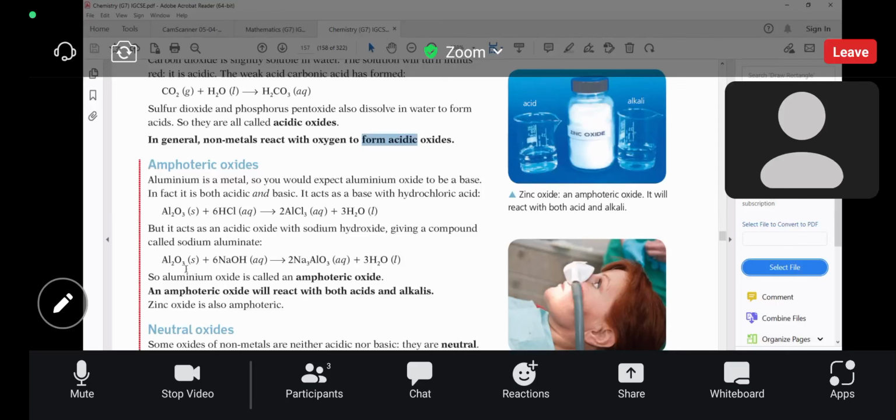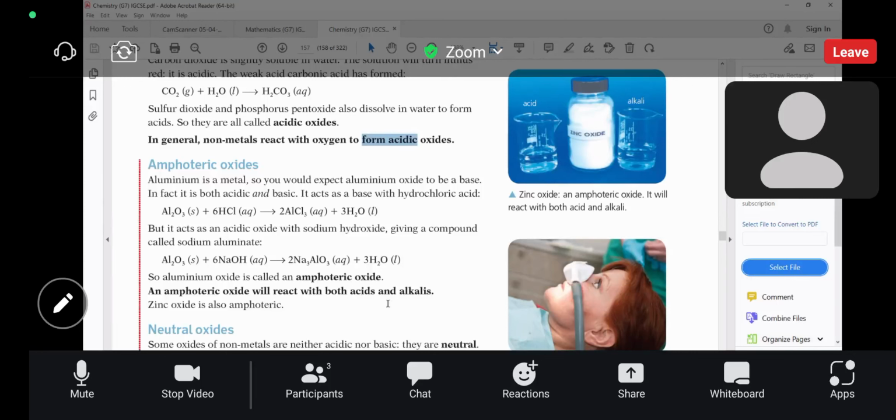So aluminium oxide is called an amphoteric oxide. An amphoteric oxide will react with both acids and alkalis. That means amphoteric oxides exhibit the properties of both acids and bases. So here the same compound, aluminum oxide, has reacted with HCl and NaOH. Right, so this is the equation. You can just write it again and again. You have to be familiar with it.